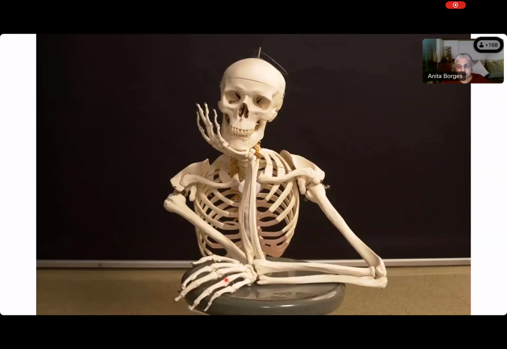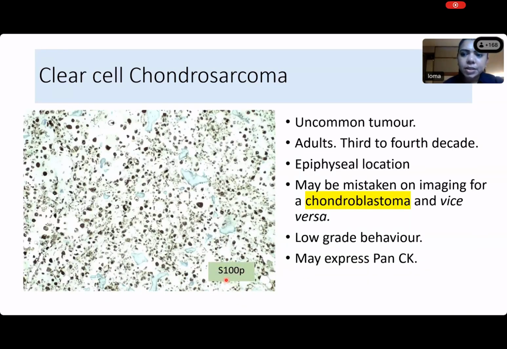Ma'am, one question in this. Someone has asked, is there any IHC marker to differentiate clear cell chondrosarcoma from chondroblastoma? Well, there are IHC markers, yes, which I think is important, and we'll answer the question in a little while. So if they have a little patience, they will find the answer to that question.